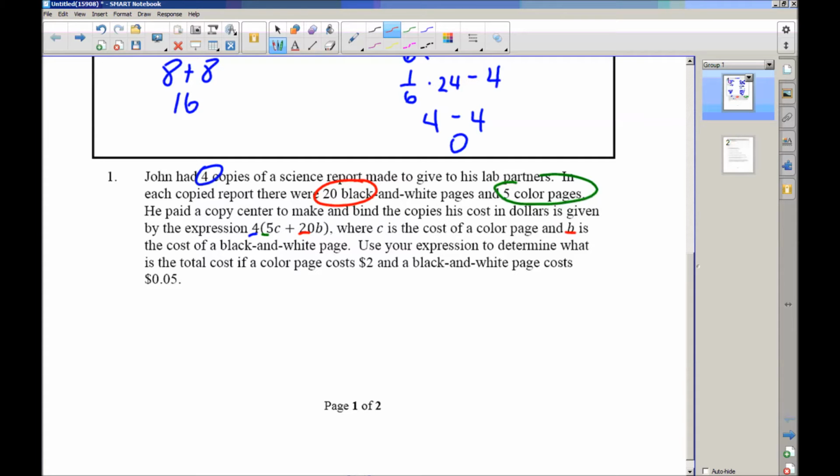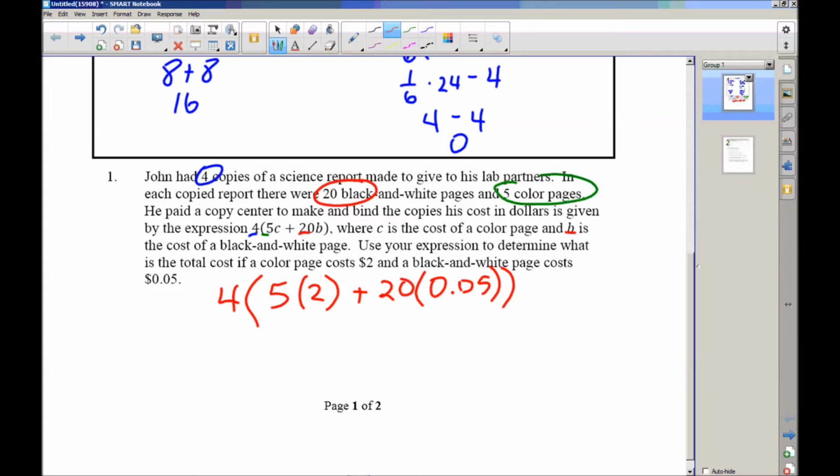Okay. All right, so we're going to use our expression to determine what the total cost was if he has to pay $2 for a color page to bind it into the copy of the lab report and 5 cents for a black and white page. All right, so we'll work it out. So we have 4 total copies he's making. And in place of the cost of a color page, we're going to put in $2. And in place of the cost of a black and white page, we're going to put in $0.05. That's a nickel. Okay.